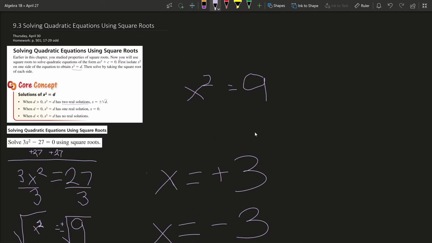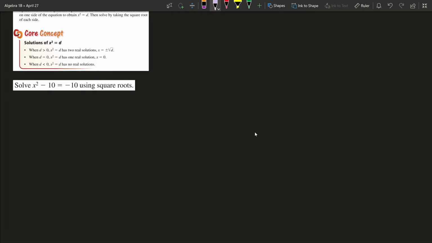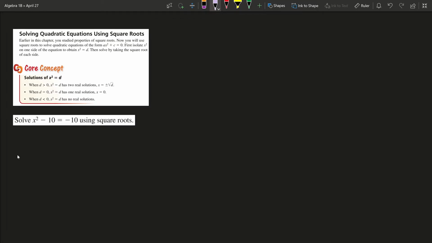So let's use the same idea for the next one. Once again, we need to isolate x squared. To do that, we need to get rid of negative 10. So what we're going to do is add 10 to both sides.